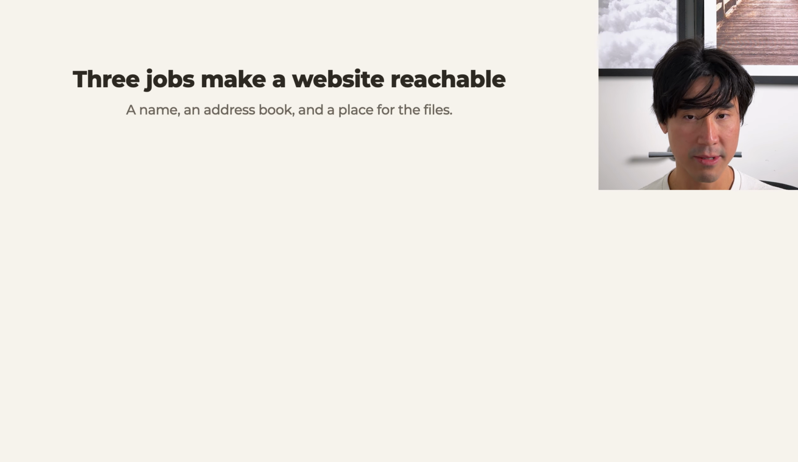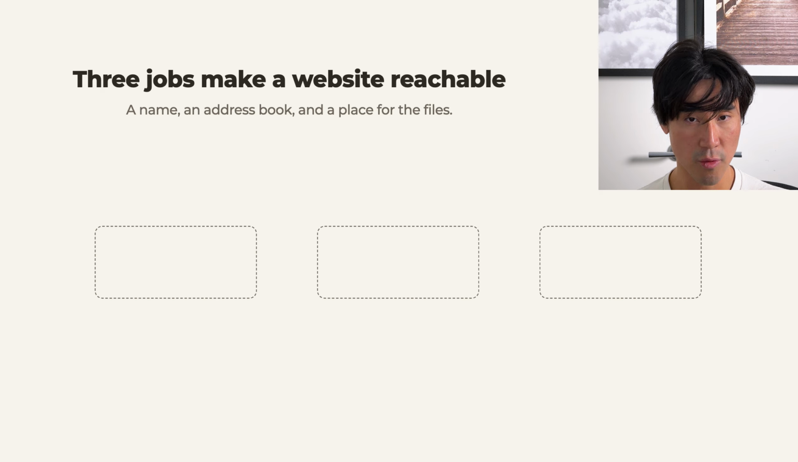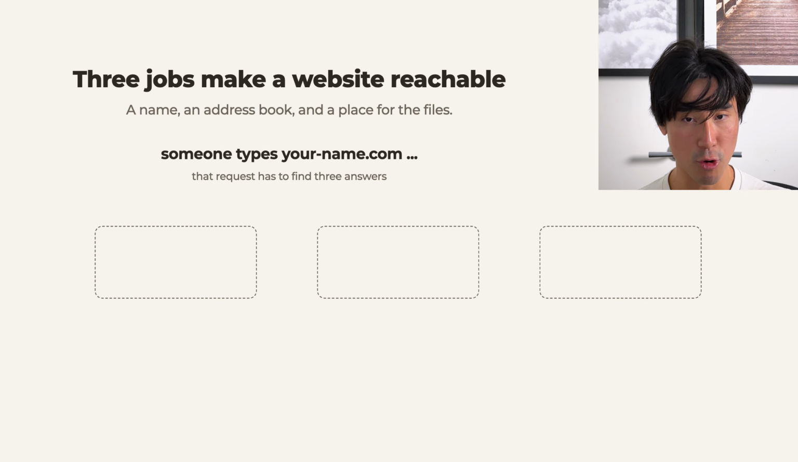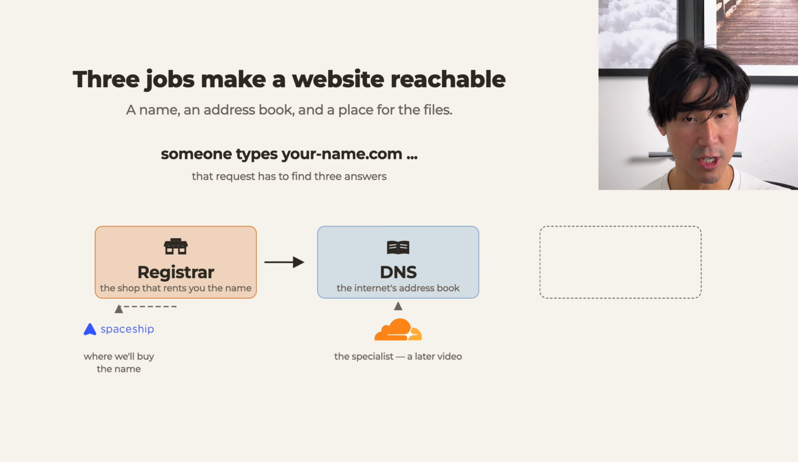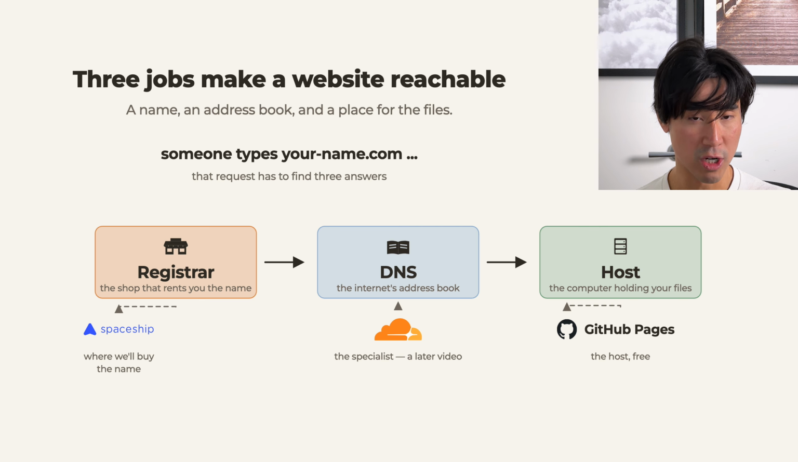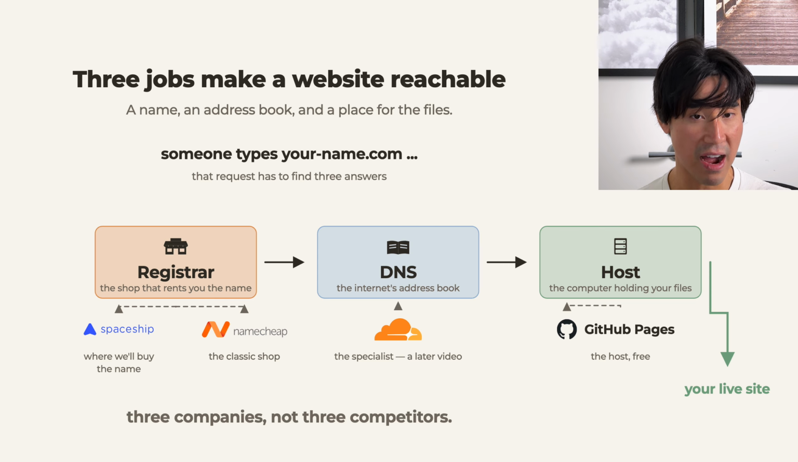Now that we have your website working, we can talk about what makes it work. There are three jobs that make a website reachable. When someone types in your name, your domain, we have a registrar, which we use to purchase and rent that domain, that name. And then we have the DNS, which is the internet's address book. And then we have the host, which is the GitHub page that holds your files and deploys your live site.